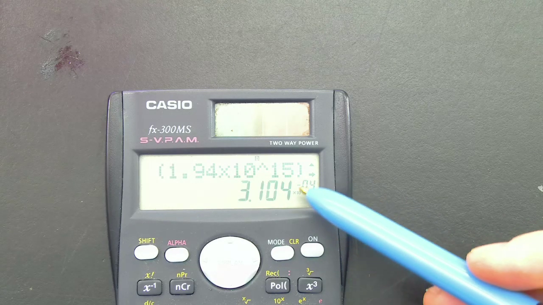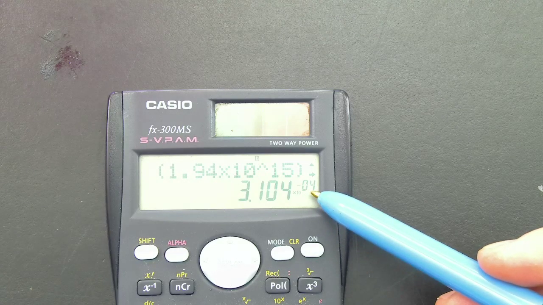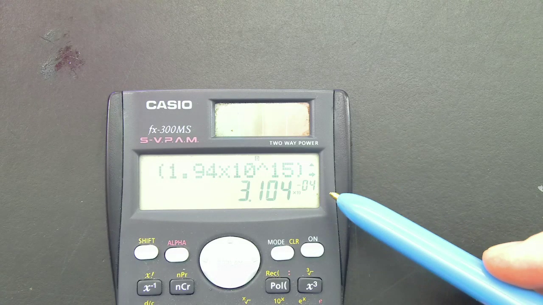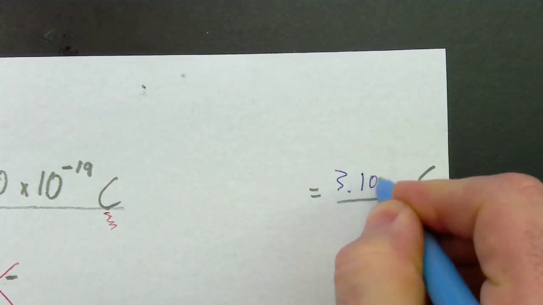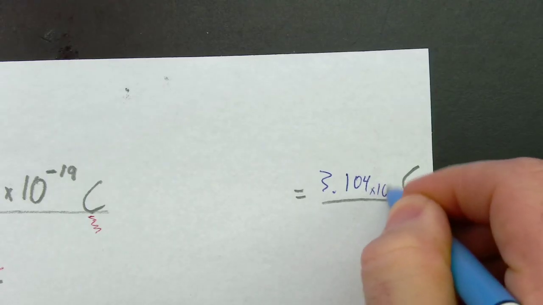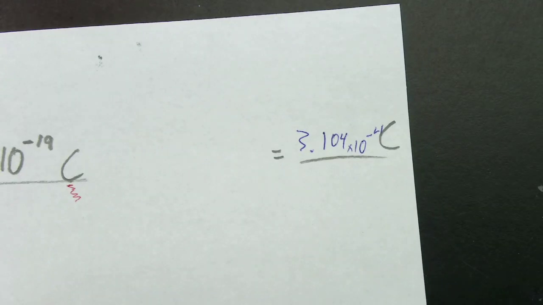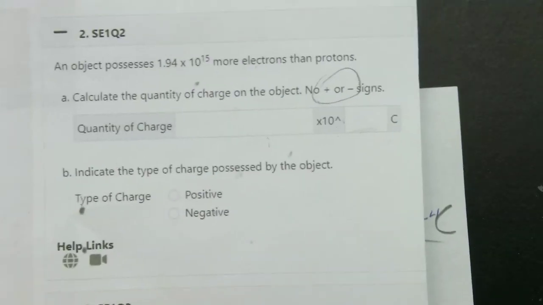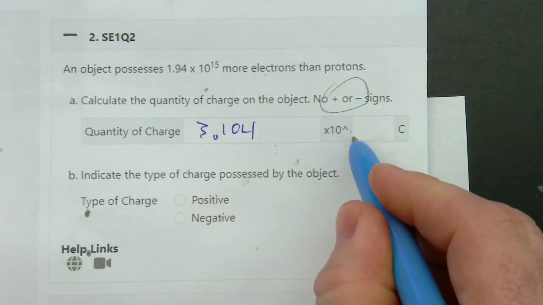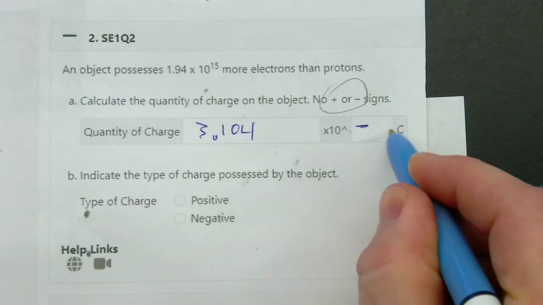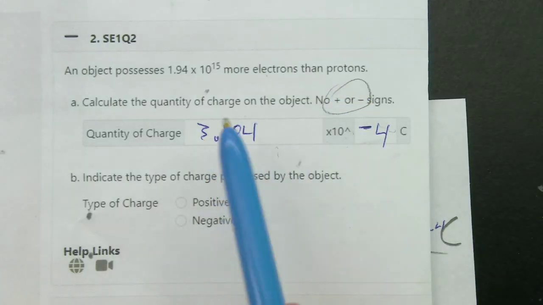Now, if you're not sure how this would work, this would be 3.104 times 10 to the negative 4th. If you're not sure what that would look like, 3.104 times 10 negative 4. Now, when you go back over here to the actual thing itself, you would enter 3.104 times 10 raised to, and this is where you would still need to show that negative 4, even though it says no negative signs, it's talking about here.